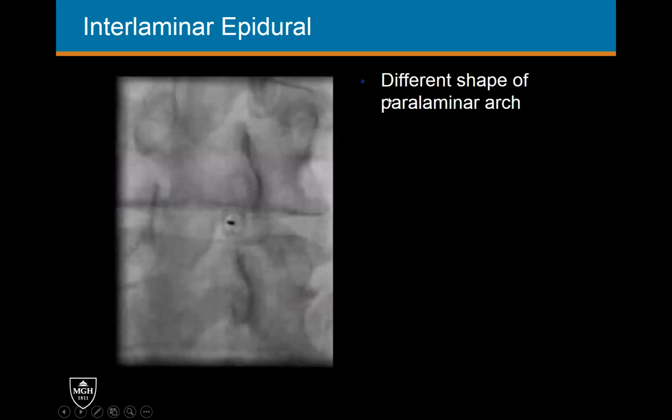Okay, and again, there are different shapes of paralaminar arches. This one here is the base of the spinous processes, this line, and you can see the arch here, and it is lined up with that base, because it's a much narrower paralaminar arch.